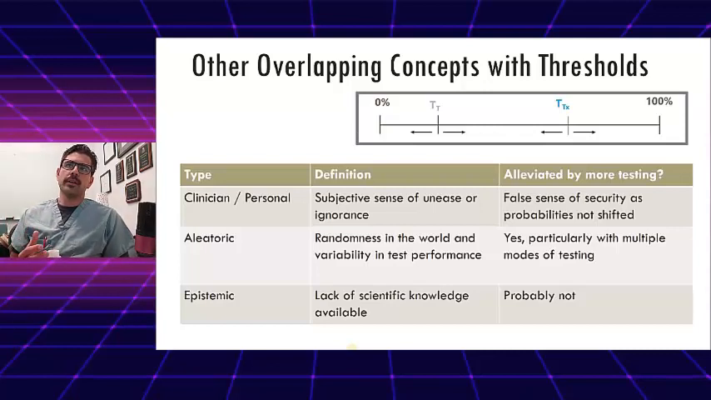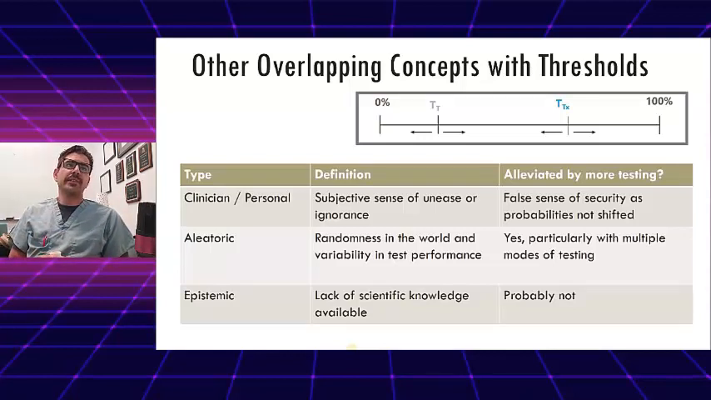One is clinician or personal uncertainty, and that's the subjective sense of unease or ignorance. Like, I'm not sure what's going on here. It doesn't feel right that I don't know what's going on. Now, is that alleviated by more testing? Not necessarily. If we're uncertain for some reason, that may be because we're in between the testing and treatment thresholds, or it may just be because we don't know enough about this disease, or we just don't know enough about this patient or whatever.